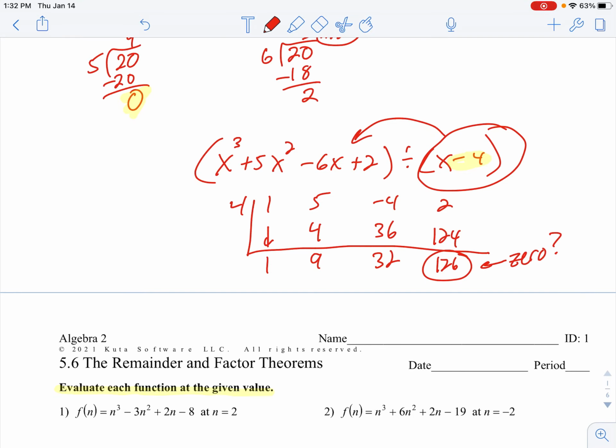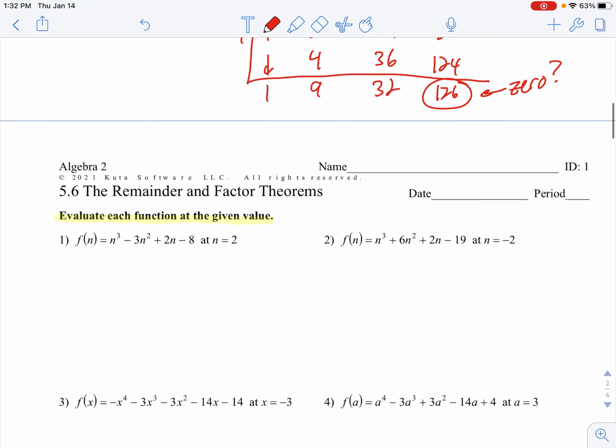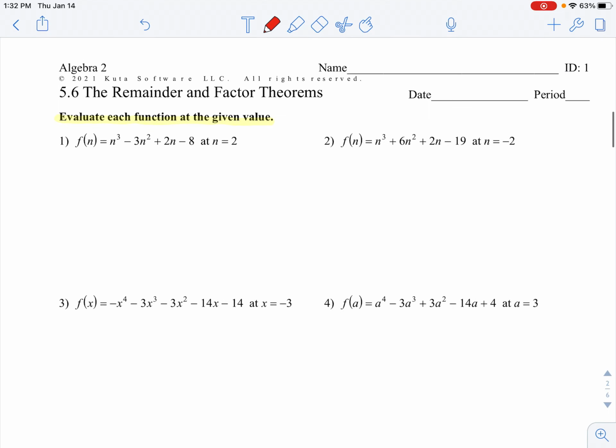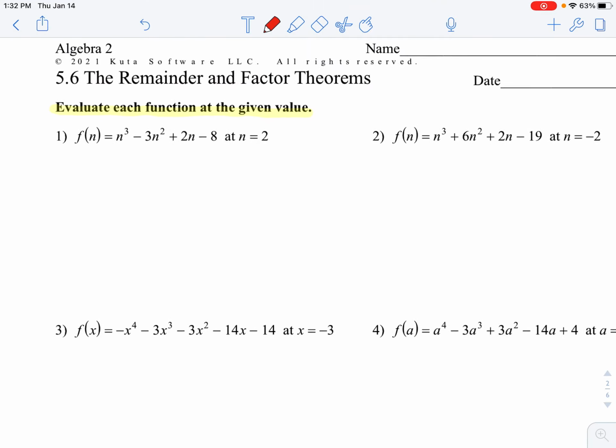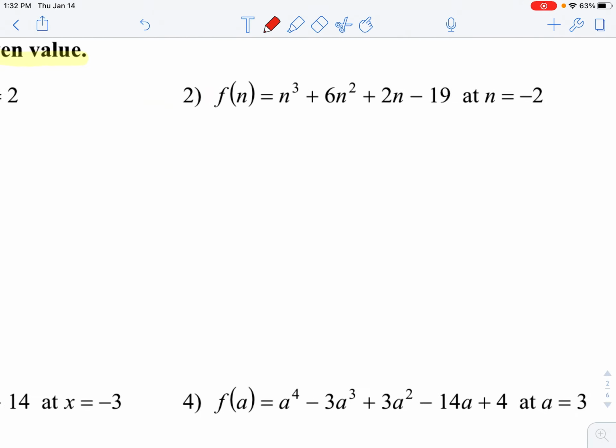Okay. Let me get past these notes and get into the actual examples, and hopefully if you have any confusion, after I do several examples, you'll see exactly what you're expected to know. So, evaluate each given function at the given value.